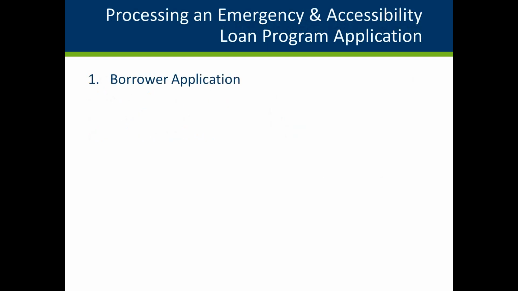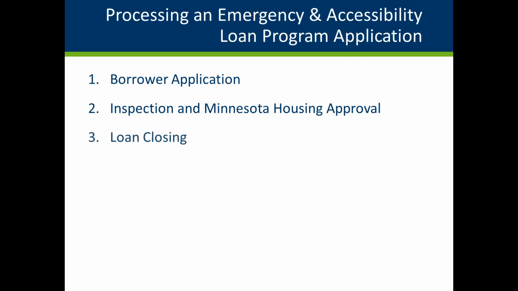In this training, we will cover the process for completing an Emergency and Accessibility Loan Program application. Please note that the process for submitting an emergency loan to Minnesota Housing is a little different than submitting a rehabilitation loan. The process begins with the borrower's application and the lender's review to determine if the borrower is eligible. The lender must inspect the property and document the emergency situation or the accessibility need, and then submit the loan to Minnesota Housing for approval.